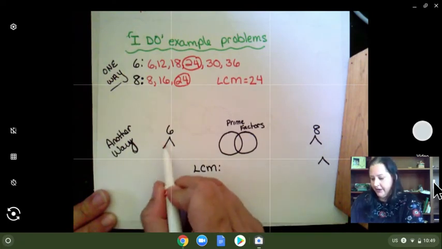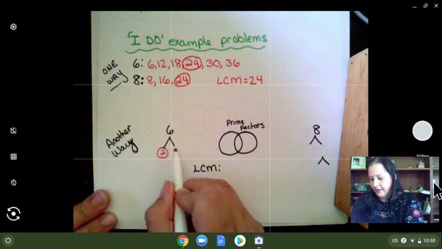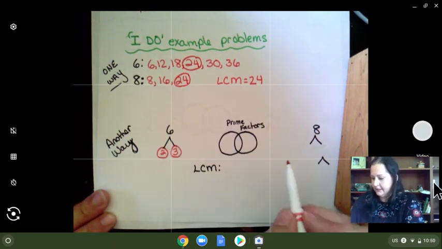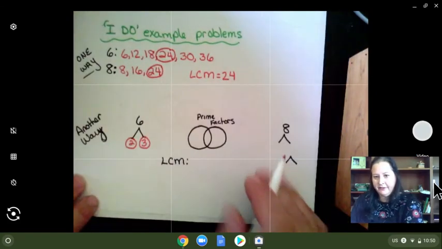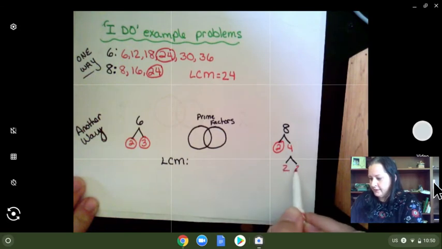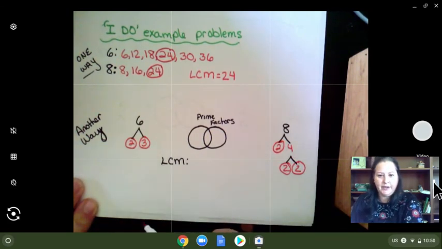So the factors of 6 are 2 and 3. 2 is prime and 3 is prime. So those are our prime factors for 6. For 8, we have 2 times 4. 2 is prime. 2 times 2 equals 4. And those are prime. So for 8, we have 2 times 2 times 2. And for 6, we have 2 times 3.